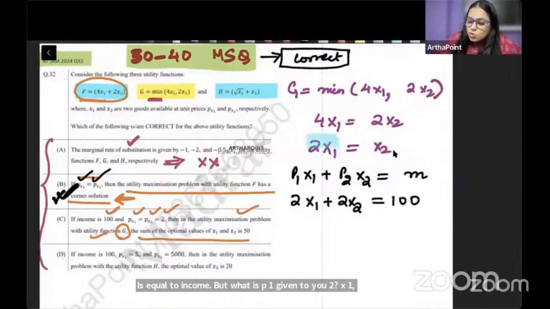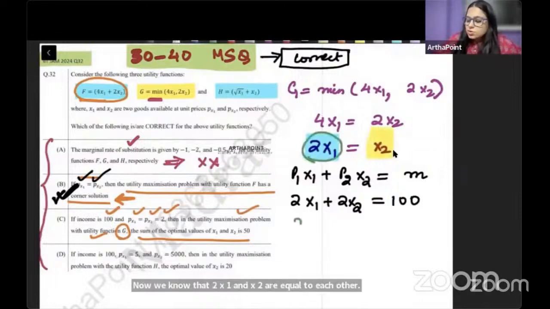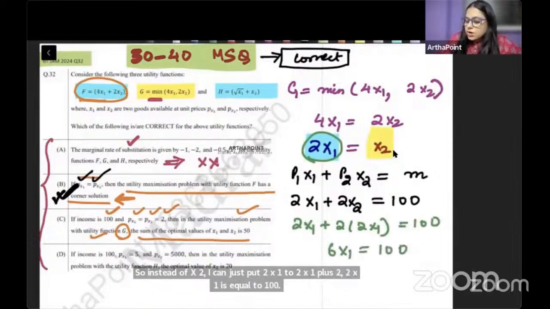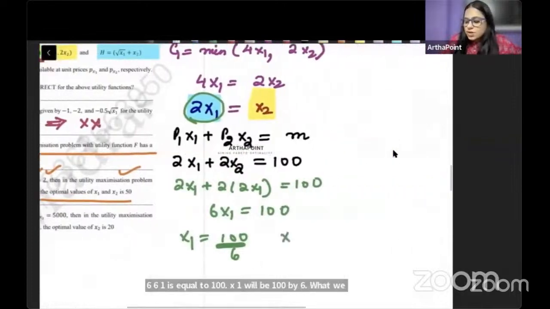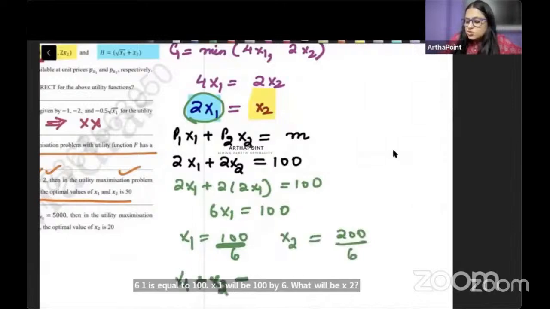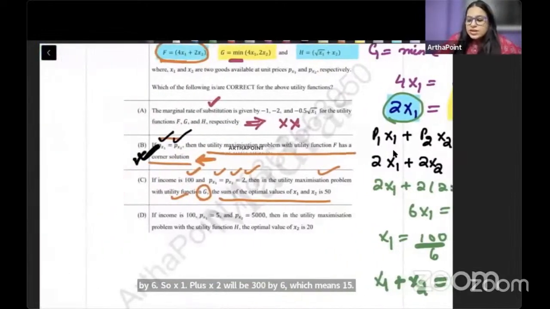Now we know that 2x1 and x2 are equal to each other. So instead of x2, I can just put 2x1. So 2x1 plus 2 times 2x1 is equal to 100. 6x1 is equal to 100. x1 will be 100 by 6. What will be x2? Twice, 200 by 6. So x1 plus x2 will be 300 by 6, which means 50. And this is the option given, so yes, you are correct that option C is also correct.